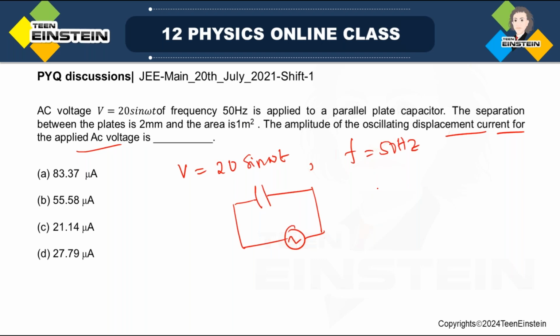So we know capacitance is epsilon 0 A by d. So this is for air capacitors. C is equal to epsilon 0 A by D. So the value of epsilon 0 can be obtained from the question itself. Now A is 1 meter square, D is 2 millimeter. Let us find out this.